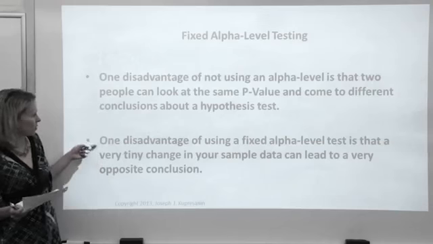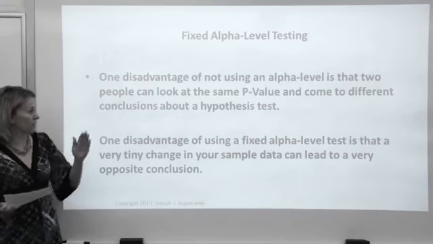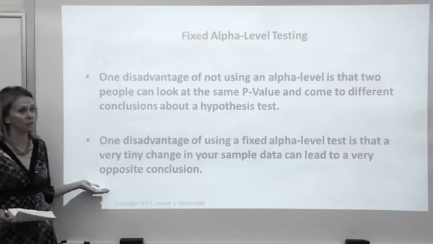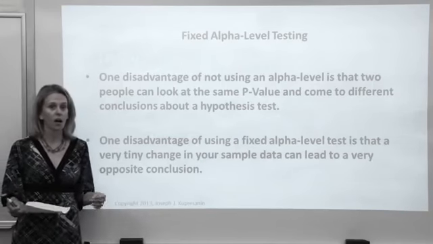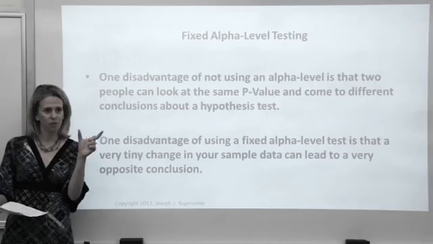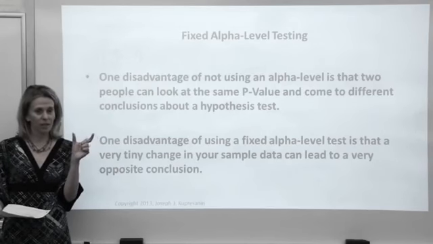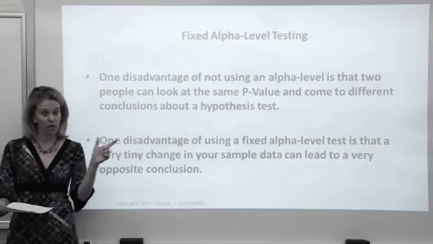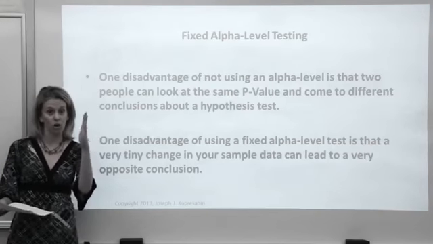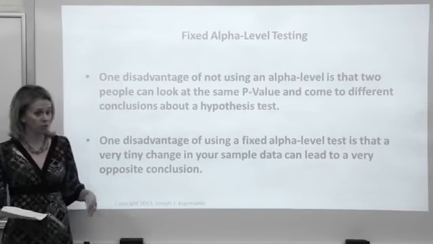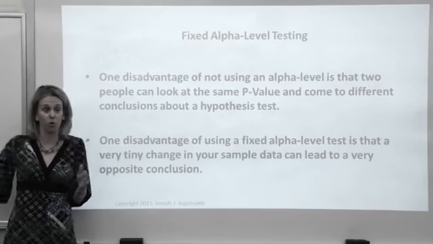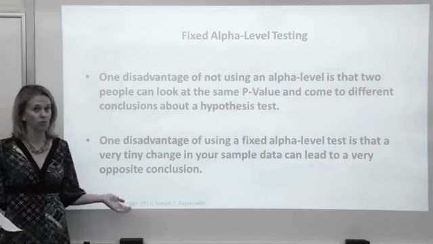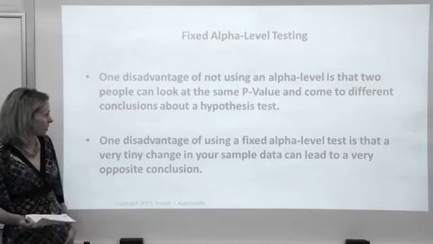So that can happen. One disadvantage of using a fixed alpha test is that a very tiny change in your sample can lead to the opposite conclusion. Knowing that p-value really helps you interpret exactly how strong of a conclusion it was. If your p-value is in that gray area, you know it was kind of a close call. Whereas if the p-value is exceptionally small, we've seen some with like 4 zeros and then a number, that was pretty strong, reject the null hypothesis.